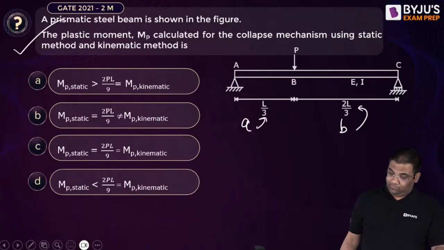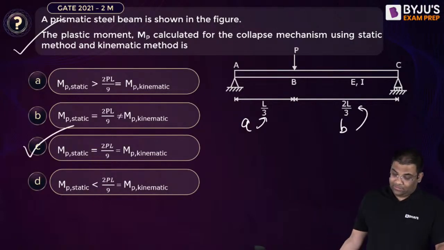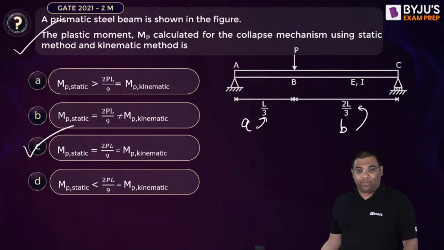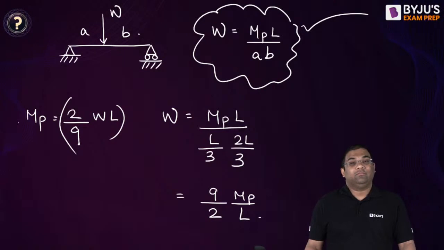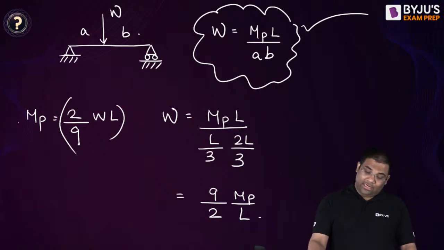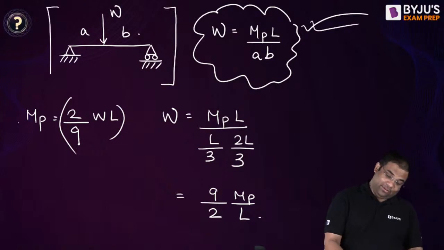Yes. 2 by 9 W into L. This is the answer, right? This is the answer. And we get the same actually, whether you do by kinematic method or static method. This is the formula. Yes. So nicely you can solve this kind of questions. If you know the standard formula, you can find out in seconds actually.